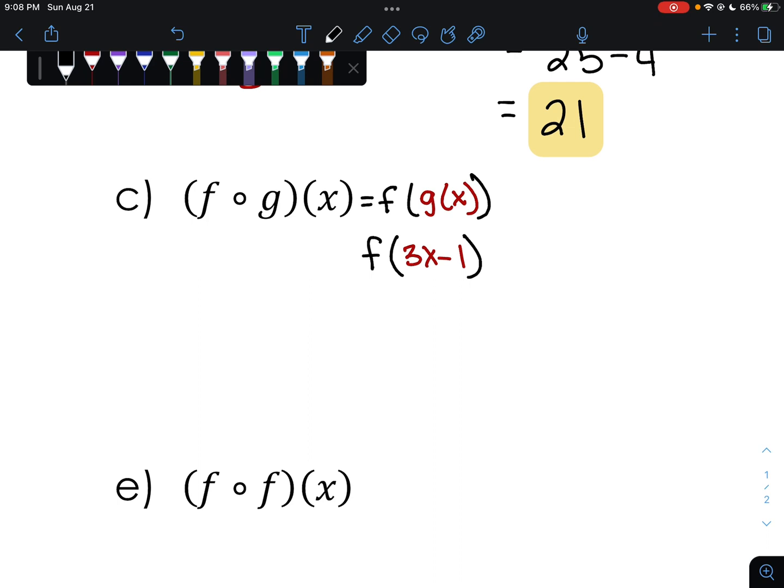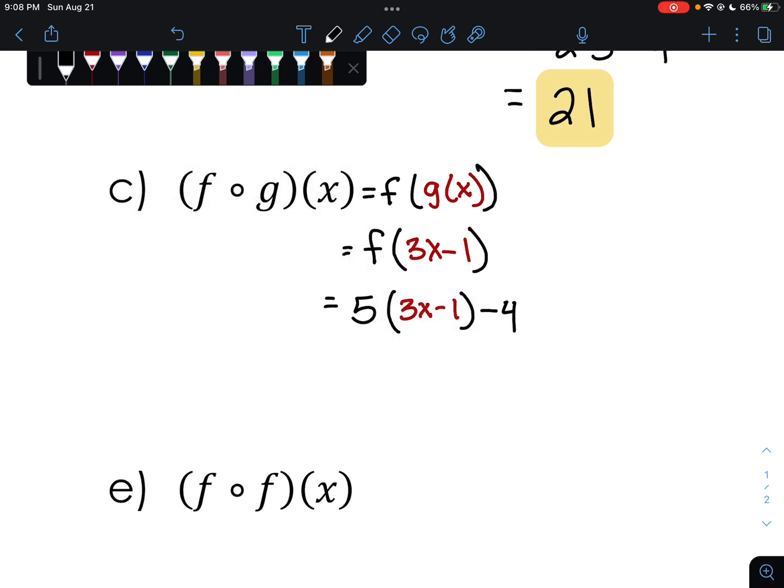Anywhere there's an x in f of x, we are going to replace it with 3x minus 1. So what that looks like is 5 times 3x minus 1, minus 4. Now we just have to simplify. 5 times 3x is 15x. 5 times -1 is -5, minus 4. Combine like terms, we get 15x minus 9.